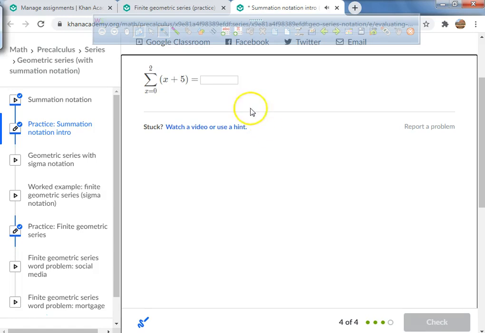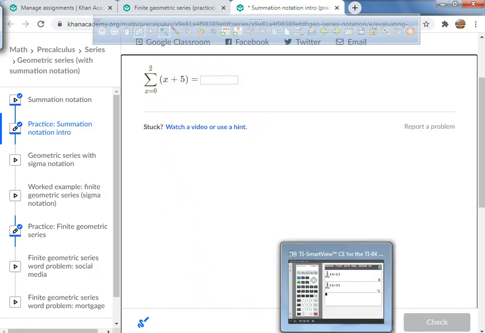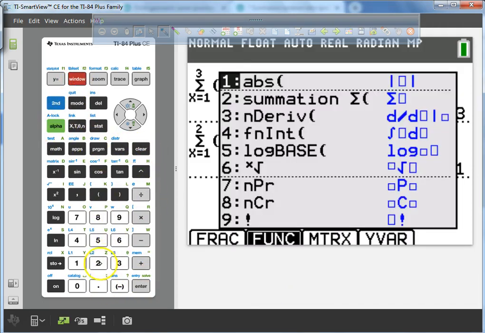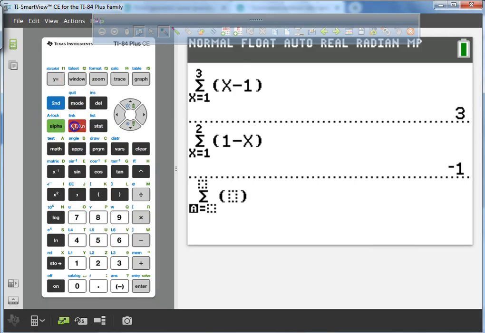All right, this is just an intro. I just want to make sure you guys get comfortable typing it in. This is basically giving you a free 100 in the gradebook. All right, so alpha window, enter. Oh, my bad. Alpha window number 2, x, 0.